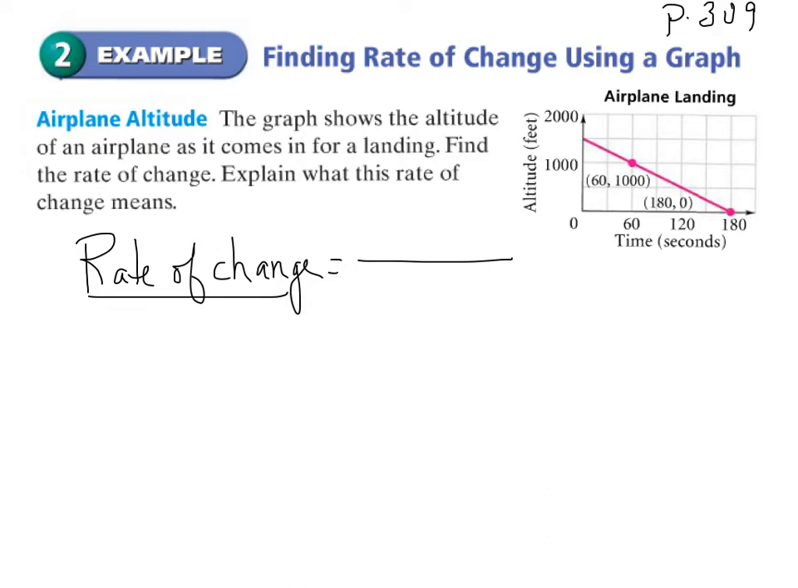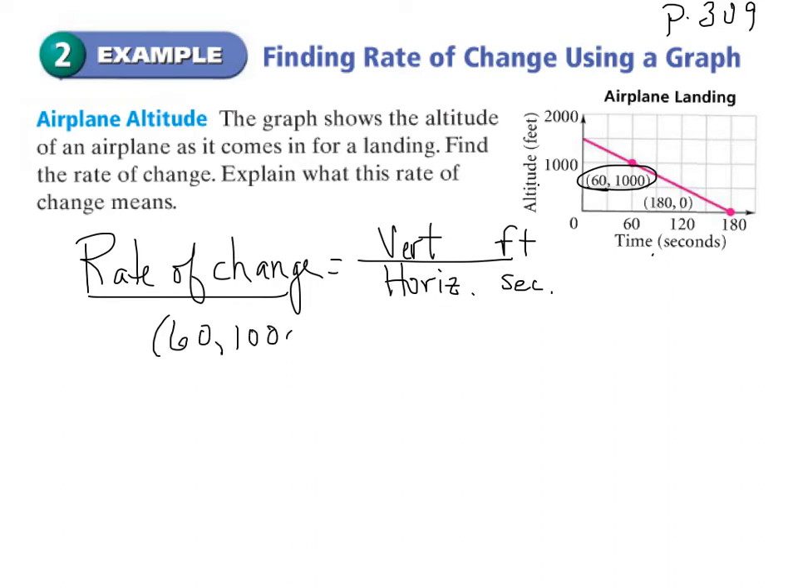So we know here vertical over horizontal means it's going to be altitude over time, which is going to be feet over seconds, hence feet per second. So what you do is pick any 2 points on this graph. I'm going to pick the point right here, 60, 1,000, it's given to you. Then the second point is 180, 0.